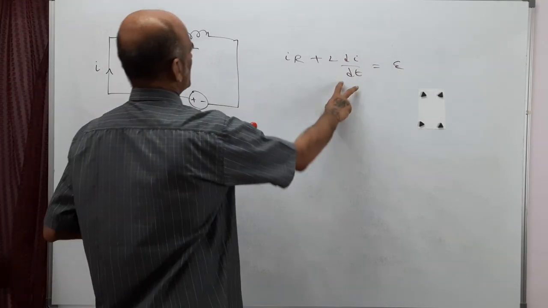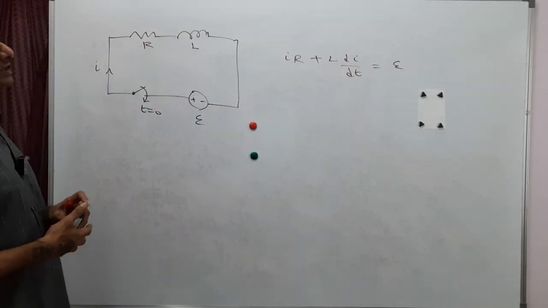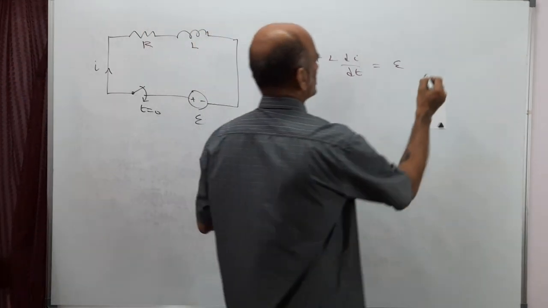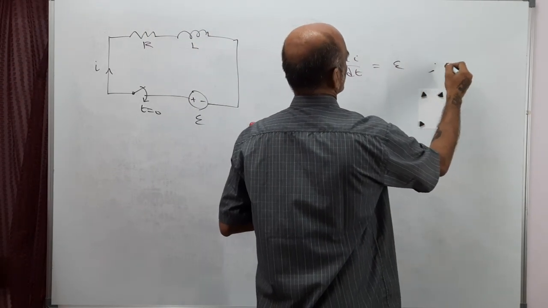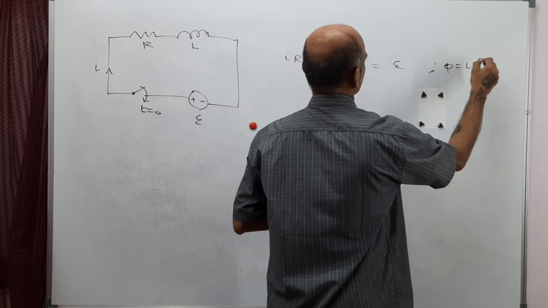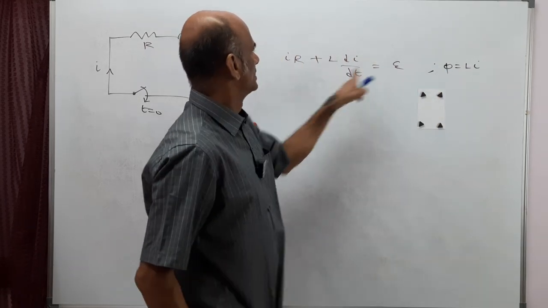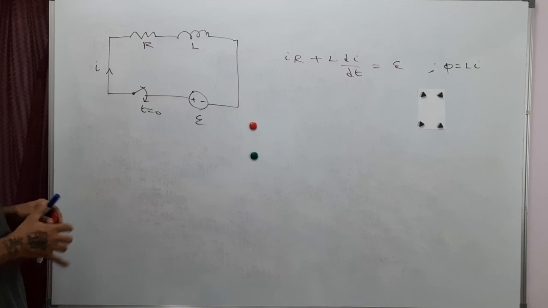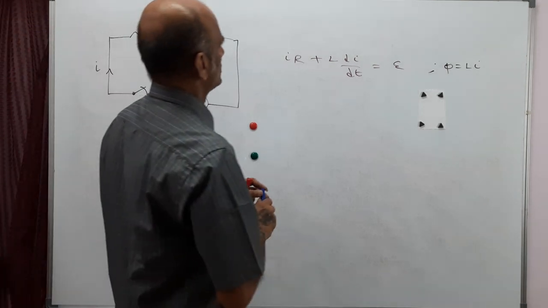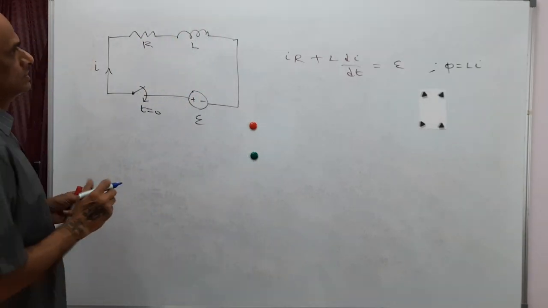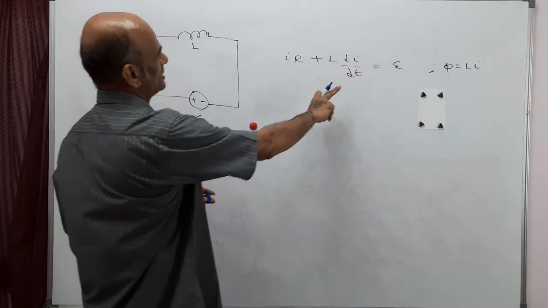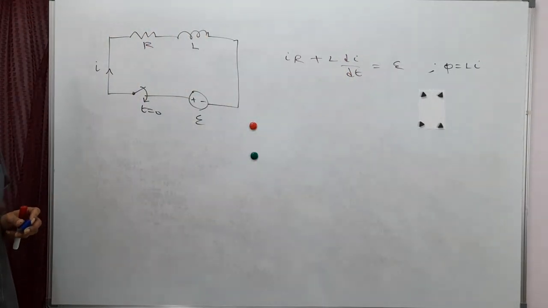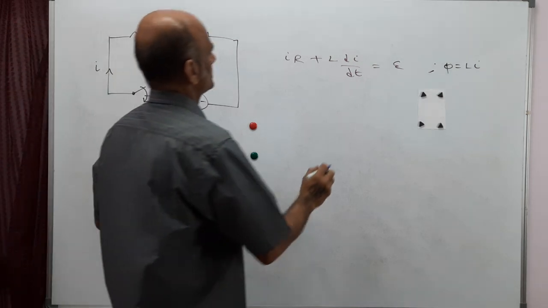This comes from d phi by dt, and flux is proportional to the current, and the constant of proportionality is L. So flux is L into I. So d phi by dt will give me di by dt into L because L is constant. So here it's a differential equation, independent variable t and the dependent variable current I. So you can solve it.